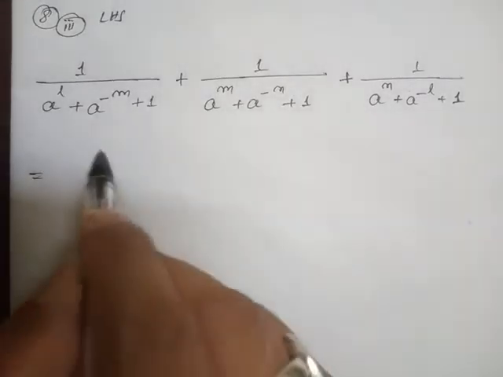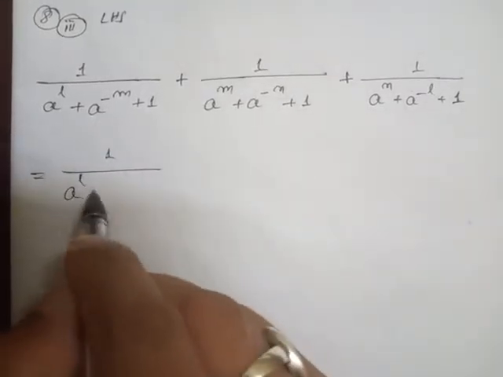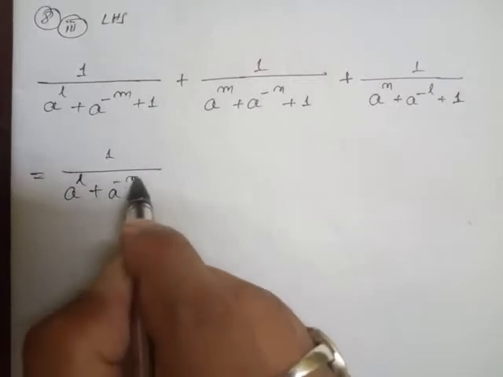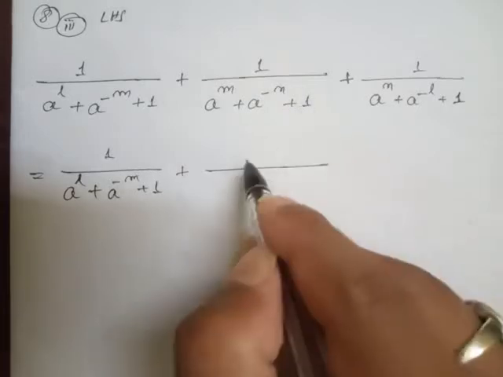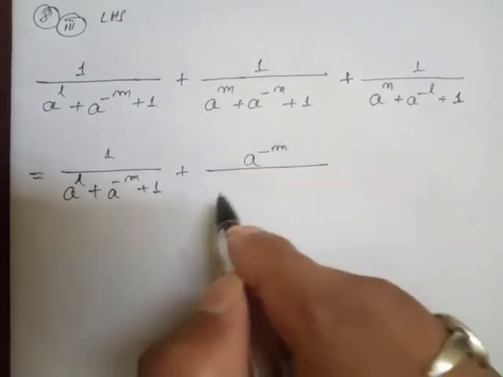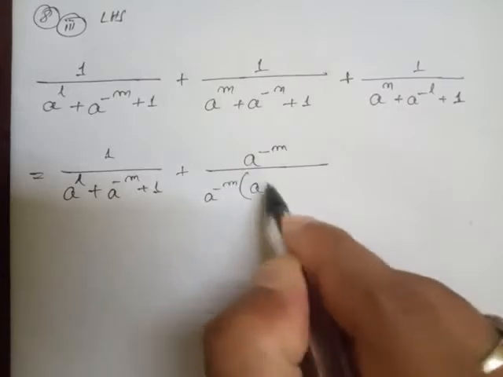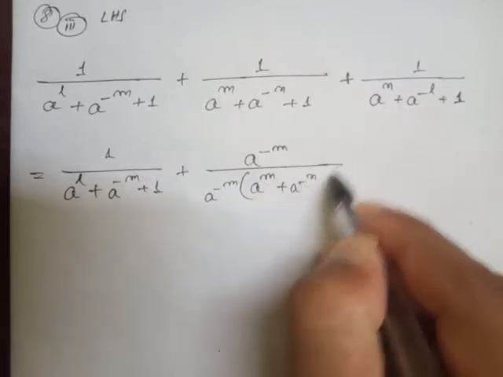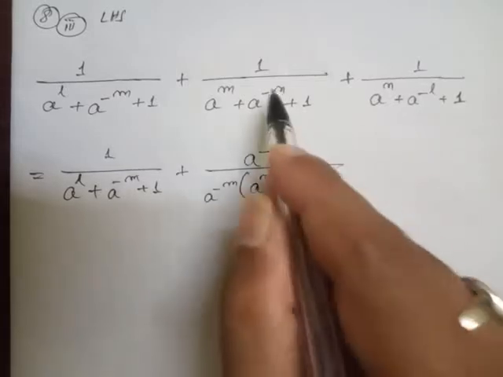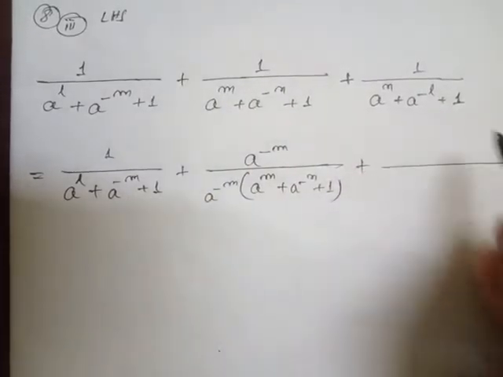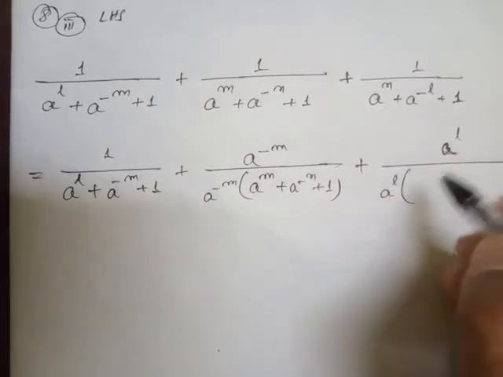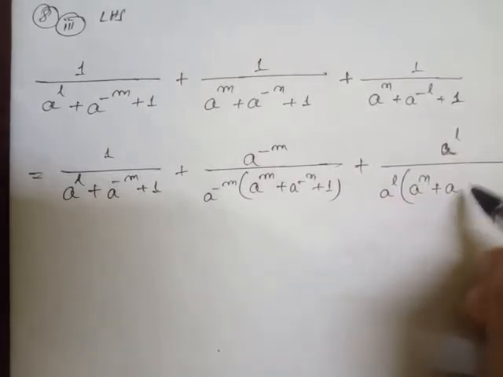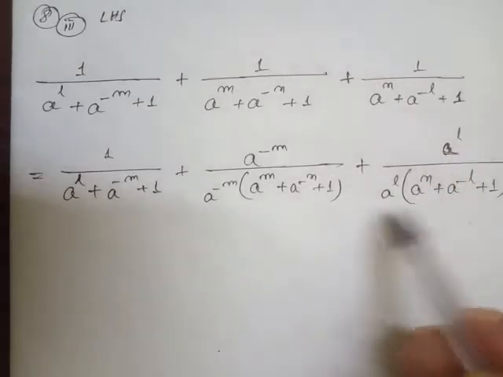First of all I will write 1 by a to the power l plus a to the power minus m plus 1, and plus here. Now if I multiply both the numerator and denominator with a to the power minus m here and here also, now look, a to the power m plus a to the power minus n plus 1. If I cancel these two, we'll get this one again. And similarly here also 1 by a to the power l, if I multiply both the numerator and denominator with a to the power l, then this could be like this. Cancel these two, we'll get this one again.